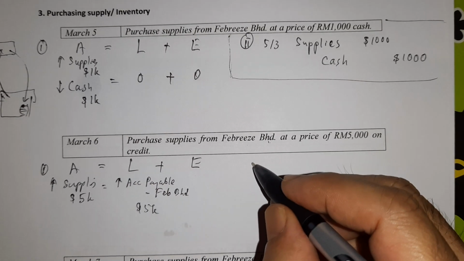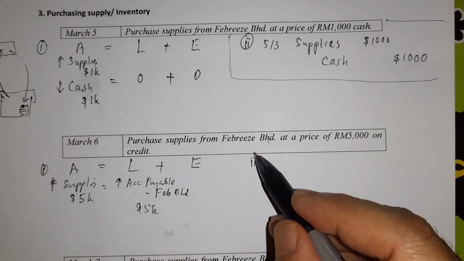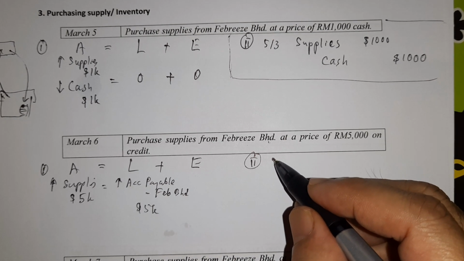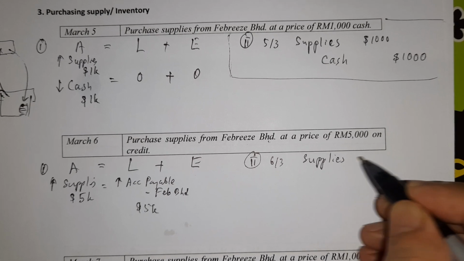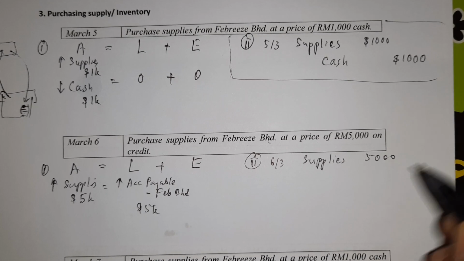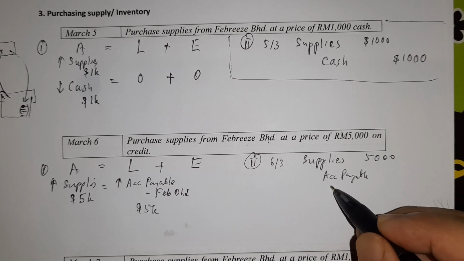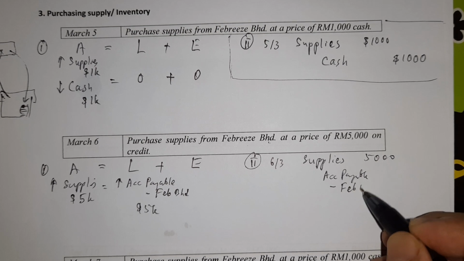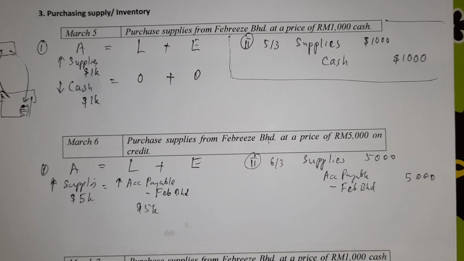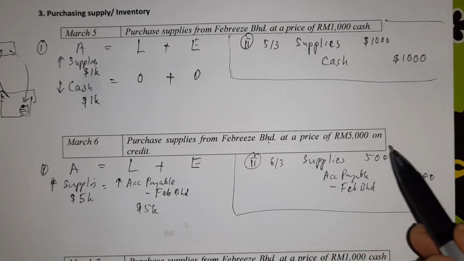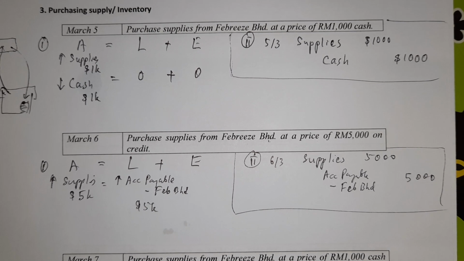Then you do the journal entry. Very straightforward. Asset increase, you debit. Liability increase, you credit. So you write the date of the transaction, 6th of March. Debit account supplies, 5,000. Credit account payable. The name of the supplier is Fibris Berhad, and the amount is 5,000. Very straightforward. And then you have another one.